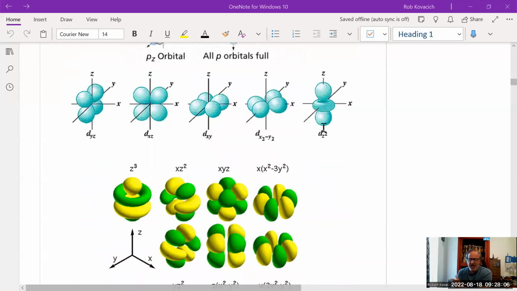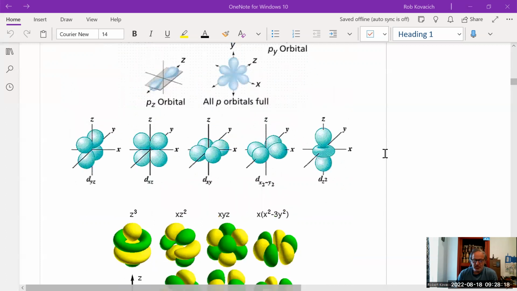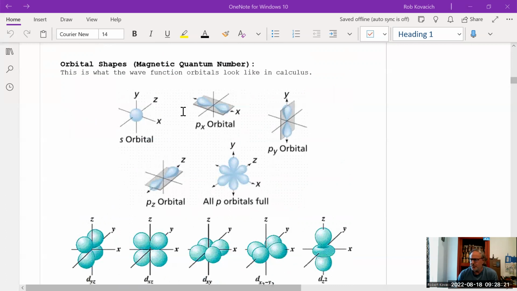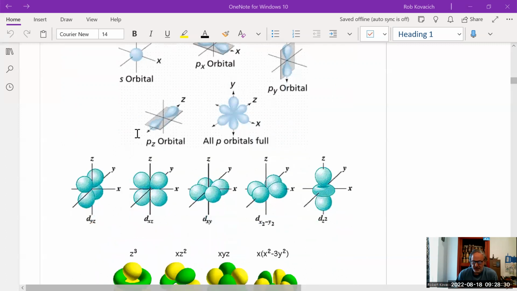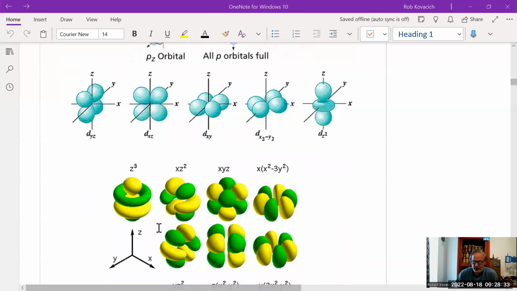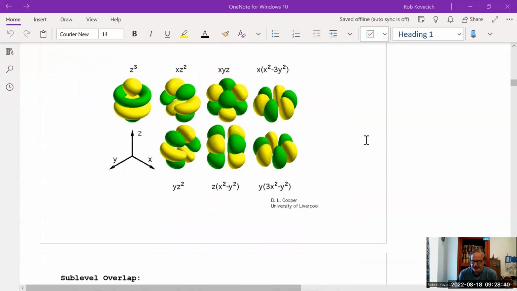Then we've got the D's and the F's, and we're not concerned about the shapes of those. Just know that they exist. For the D's, there are 5 orbitals, each with 2 electrons, and for the F's, there are 7 orbitals, each with 2 electrons. As we switch from sublevel to sublevel, from S to P to D to F, it goes up by odd numbers: 1 orbital in an S, 3 in a P, 5 in a D, and 7 in an F. If we continued on to G, H, or I, you'd have 9, 11, and 13.